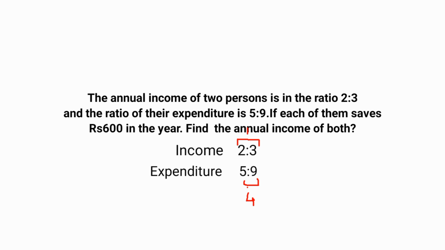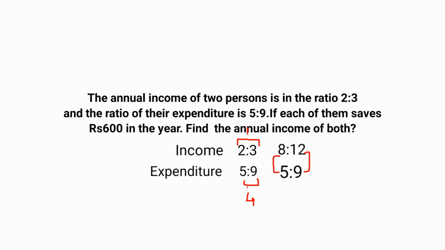So the difference of the second ratio is 4. Now multiply the first ratio with the difference of the second ratio. That is, multiplying 2 is to 3 with 4, you will get 8 is to 12. And multiplying the second ratio with the difference of the first ratio. The difference of the first ratio is 1, so there will be no change. We will get the answer as 5 is to 9 itself.